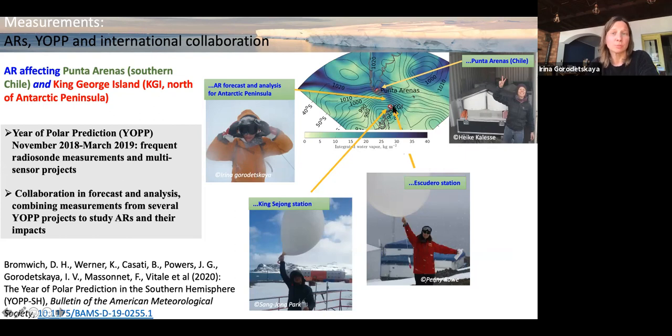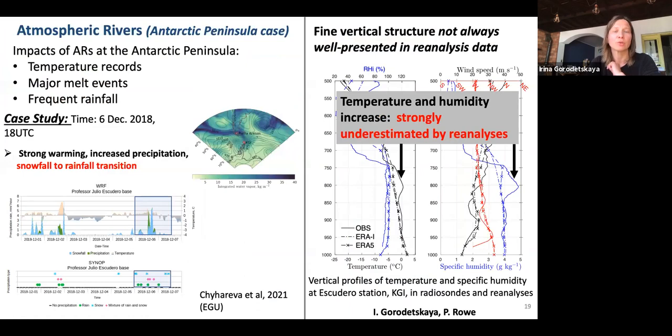So we put together these measurements to analyze an atmospheric river event. It was really an interesting event that was stretching from the Pacific Ocean, influencing southern South America, and then arriving at the Antarctic Peninsula. So this event was really an example of a complex phenomenon and how to improve its understanding using measurements, and also looking at the inability of models, radiosondes and the regional climate models, to simulate this event.